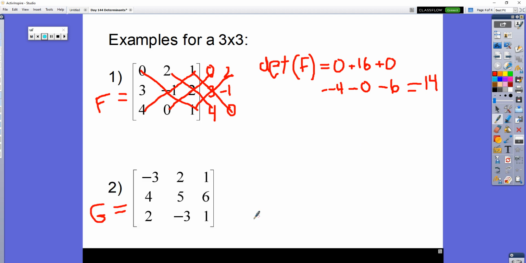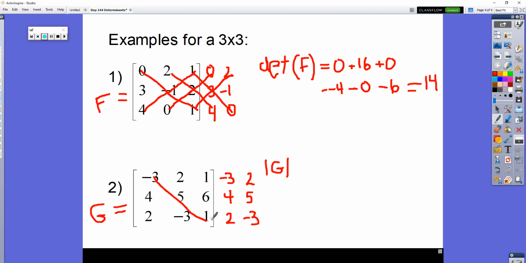Last one. This, again, is going to be matrix G, and it has 3 rows and 3 columns. If somebody asked you to find the determinant for matrix G, and I'm going to use the older notation here with the absolute value signs, first thing you ought to be doing is copying the first 2 columns next to this. So negative 3, 4, 2 is copying over the first column next to my matrix. And then 2, 5, negative 3 is copying over my second column next to the matrix. Okay, here we go.